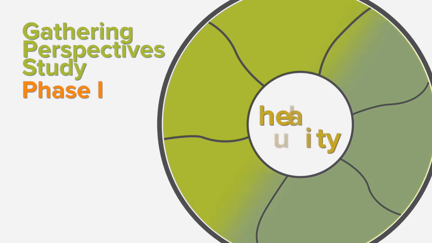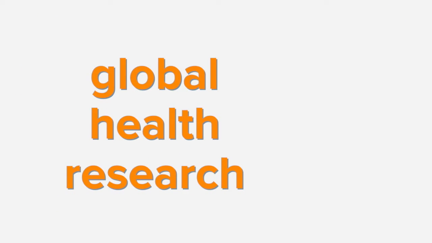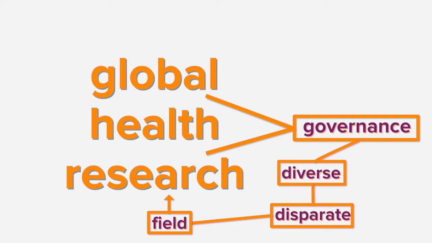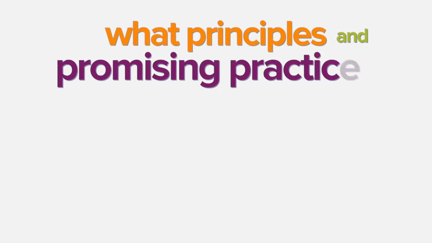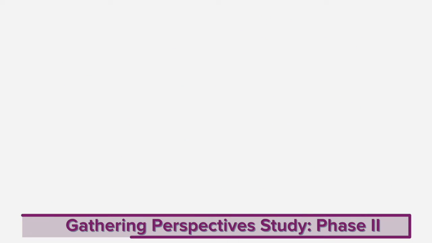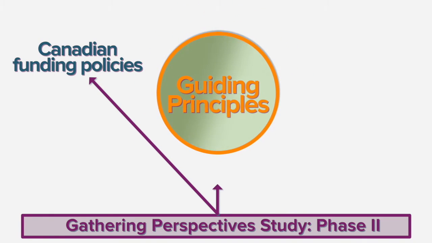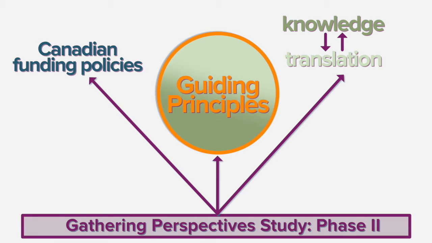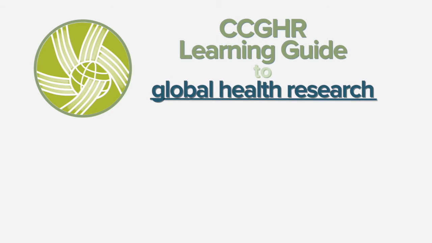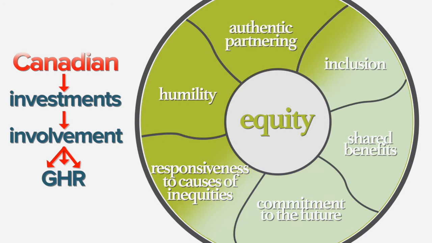Beginning with 2013's Gathering Perspective Study Phase 1, participants affirmed health equity as the core reason for engaging in global health research. They also identified important gaps in governance for this diverse and disparate field of research, asking, "What principles and promising practices should inform Canadian involvement in global health research?" This question has, in turn, spurred the development of the project's second phase, with our focus sharpening on Canadian funding policies, our six guiding principles, and engaged knowledge translation. Along the way, we've discovered many things. This CCGHR Learning Guide to Global Health Research outlines six strong principles that we hope will increasingly guide Canadian investments and involvement in global health research.